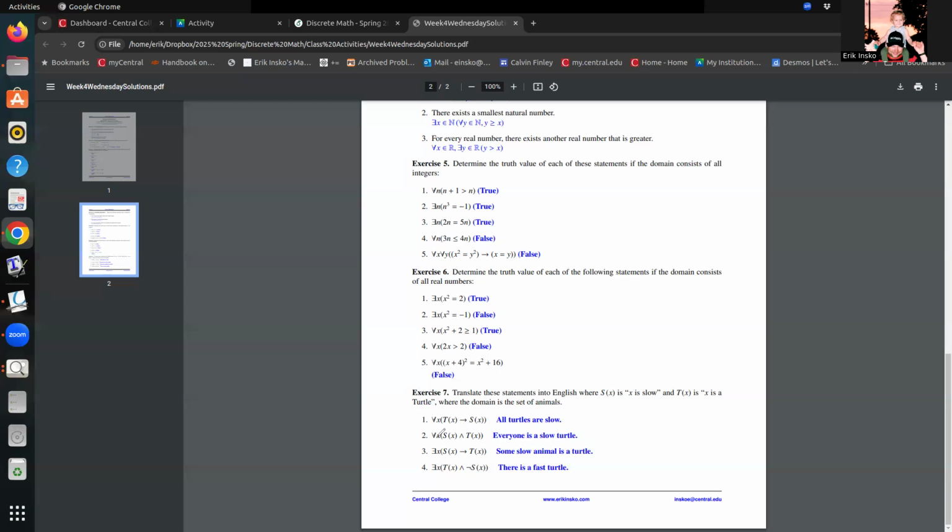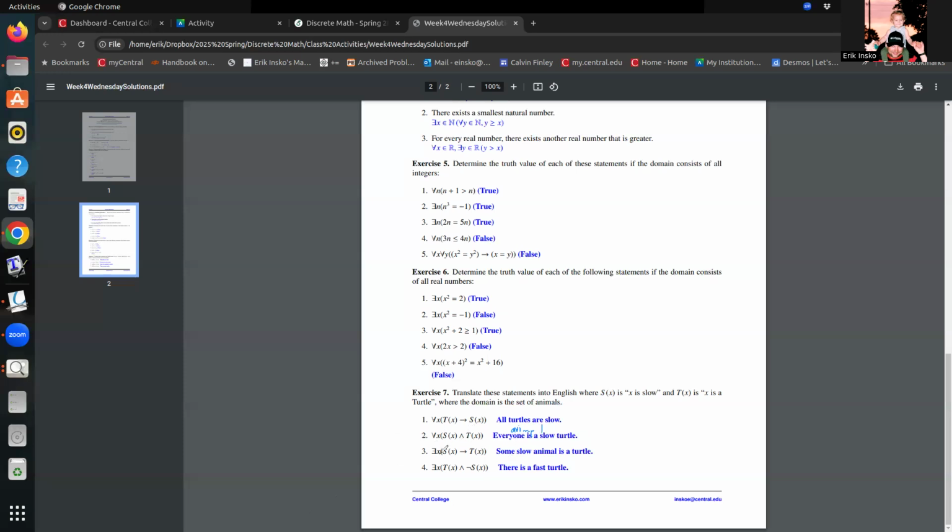The next one is for all x, S of x and T of x. So that is for every x, everyone is a slow turtle. Well, I guess every animal is a slow turtle would be the way that you would write that. So I might say every animal, and we can call everyone animals, but every animal is a slow turtle. So you're both slow and you're a turtle.